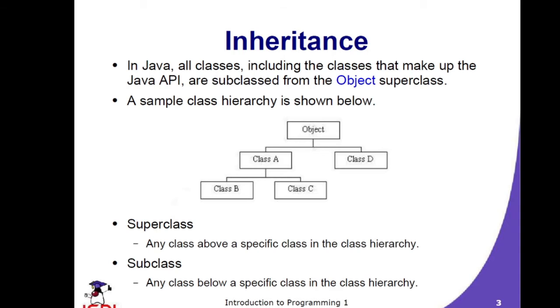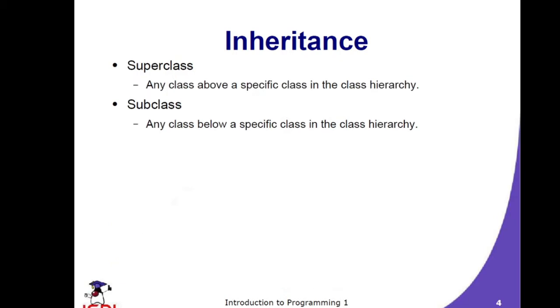Inheritance. In Java, all classes, including the classes that make up the Java API, are subclassed from the Object superclass. In a sample class hierarchy, we have Object, which is the main superclass, and the subclasses are class A and class D, and the subclasses of class A are class B and class C. A superclass is any class above the specific class in the class hierarchy, while a subclass is any class below the specific class in the class hierarchy.